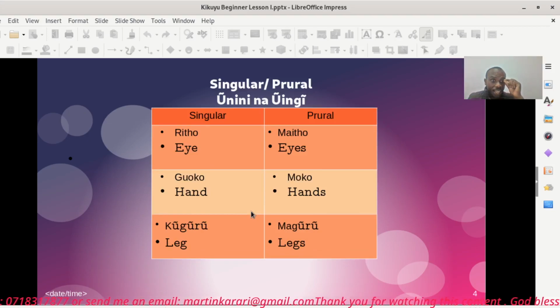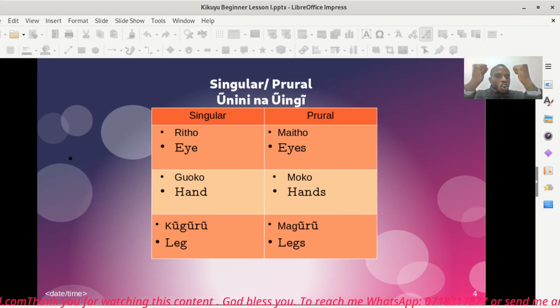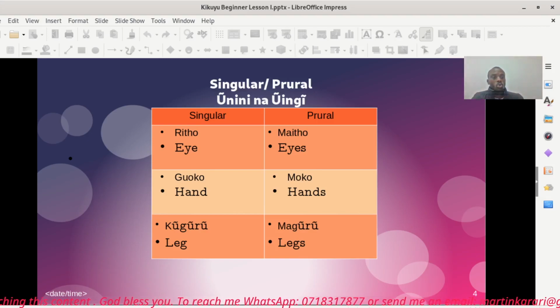Lido. When there are two, maido. Maido. Good. Okay, then you go to the next. Guoko, hand. Moko, hands. Let's go to the next. Kogoro, leg. When there are many, it is magoro. Okay, magoro. Good.